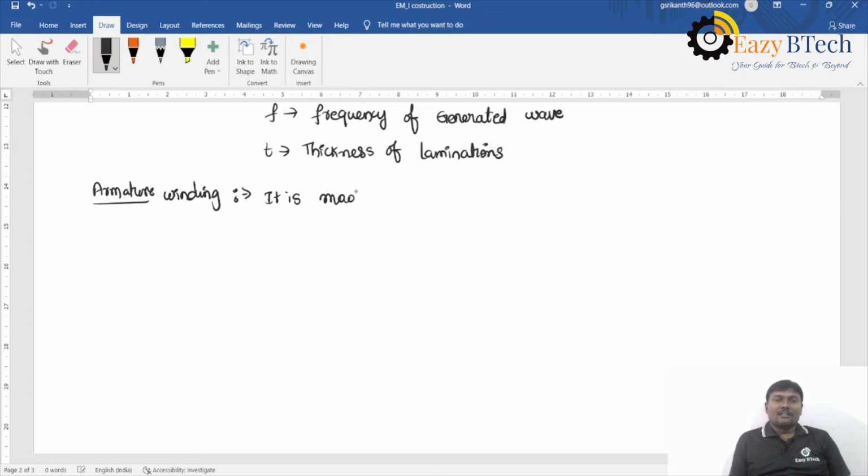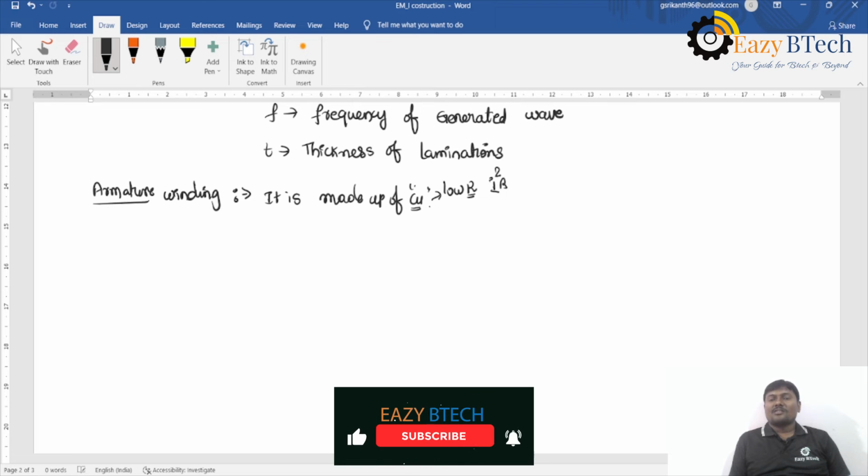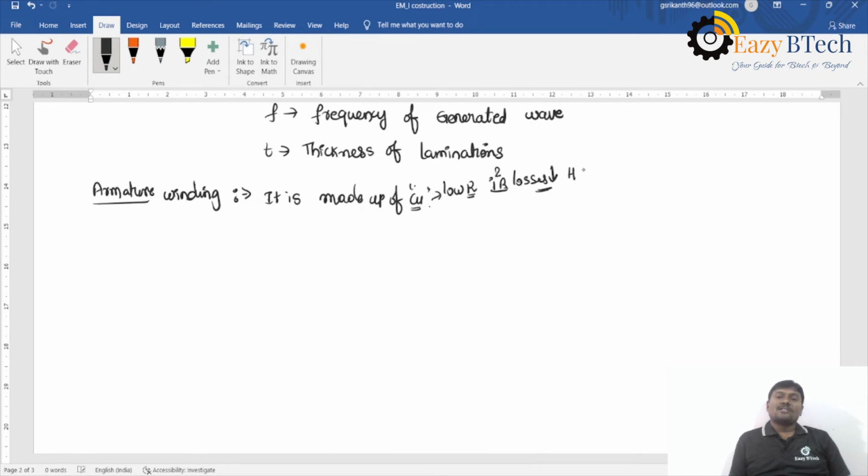And the next one is armature winding. Generally, the armature winding is made up of copper. Why? Because copper has a low resistance. If it consists of low resistance, I square R losses are also less. Then the heat produced is also less, and the life of the copper winding is more.